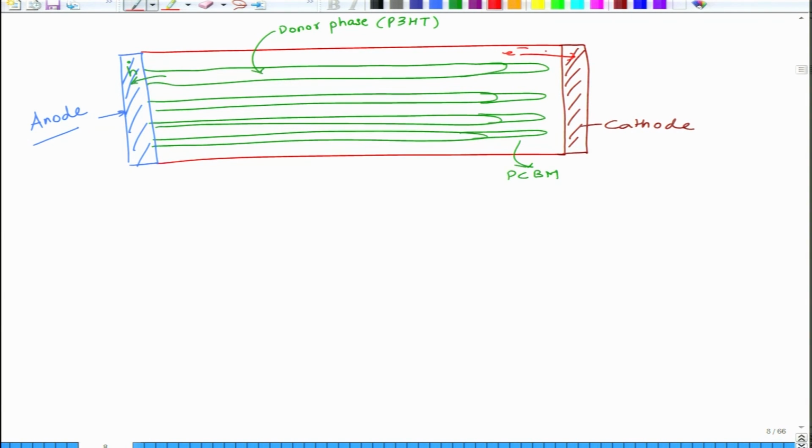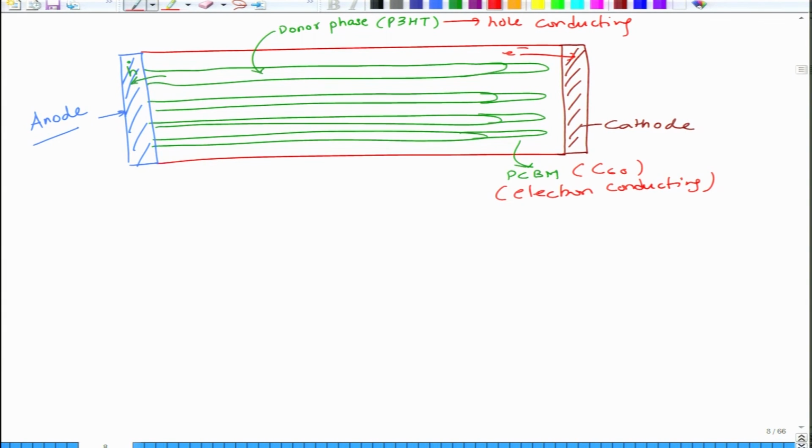Electrons will transport in phases like PCBM, which are acceptor phases, but they are electron conducting. You can say these are electron conducting, they have high mobility for electrons, and these are hole conducting phases. Terminology is slightly different as compared to a normal p-n junction. The donor phase is P3HT, which is hole conducting, and the acceptor phase is the one which is electron conducting, the PCBM phase, something like C60, a fullerene.